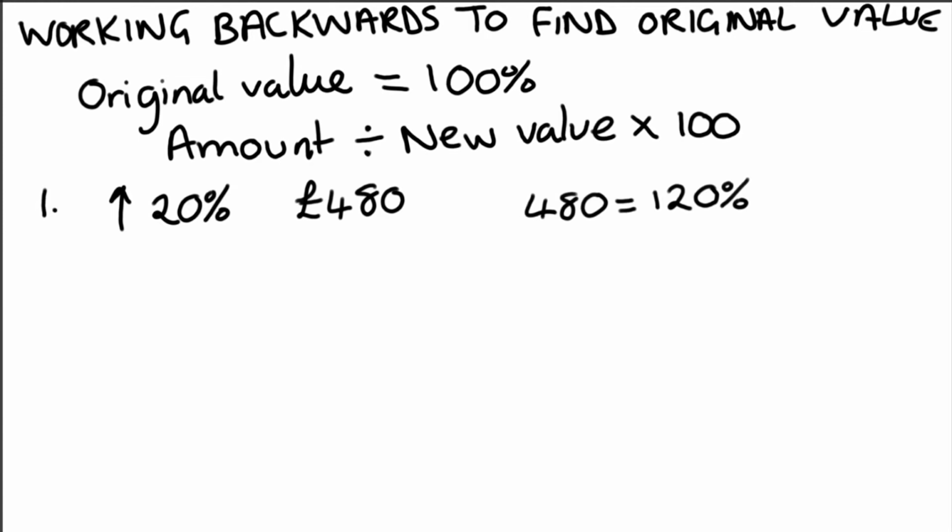The reason is because it started at 100% value and it's now increased by 20%. So the original value is always 100%. If we add on the 20%, we get 120%. So £480 represents 120%.